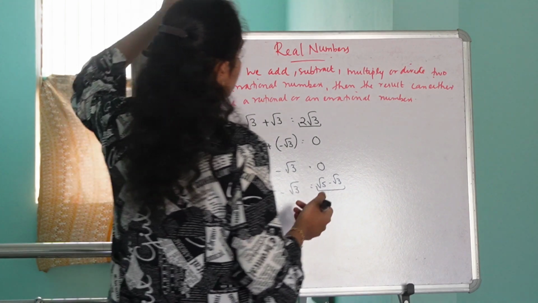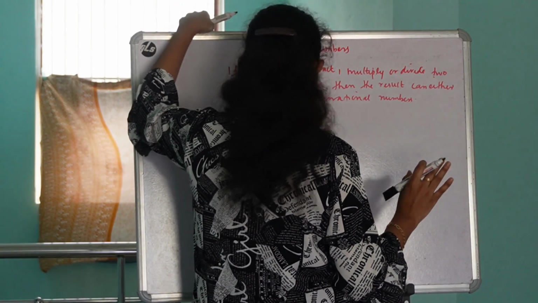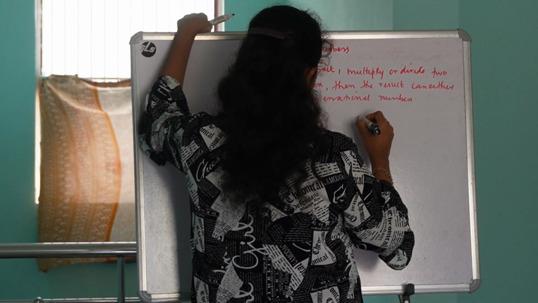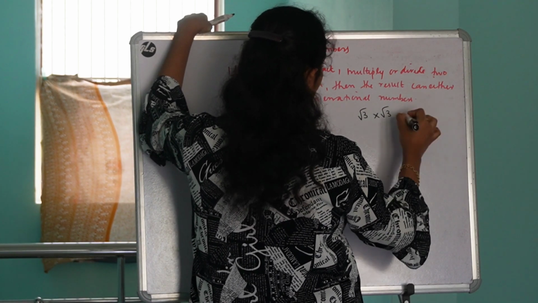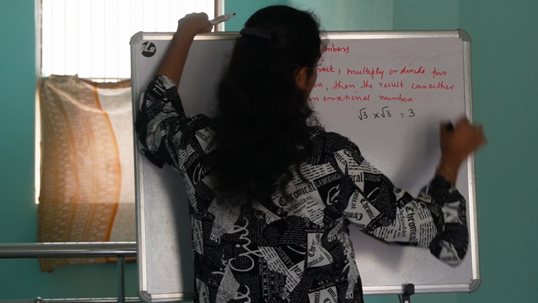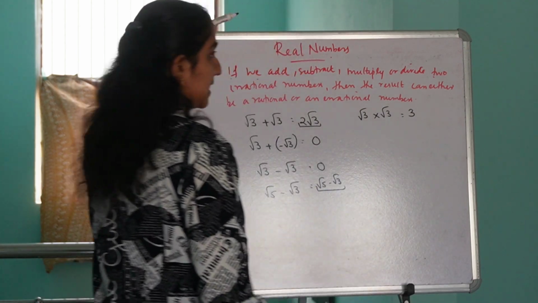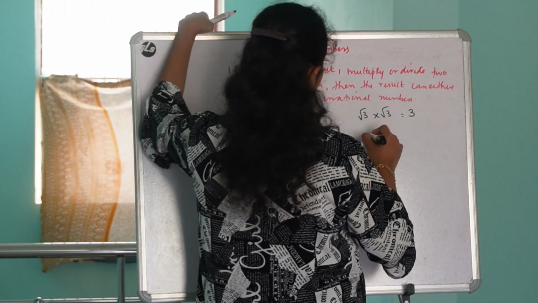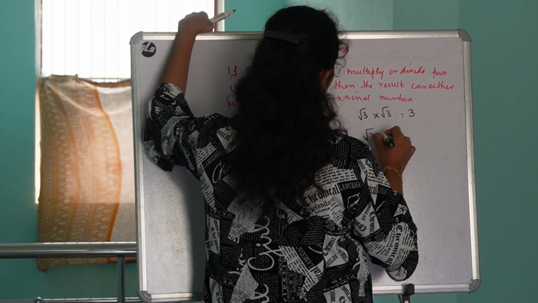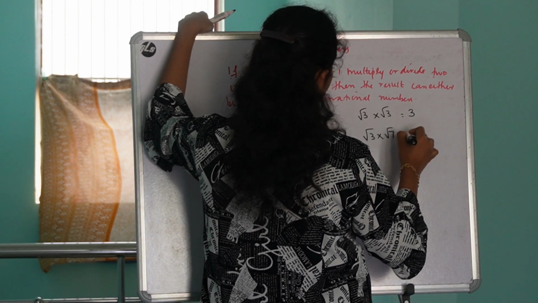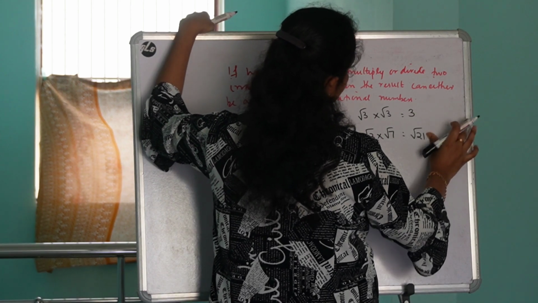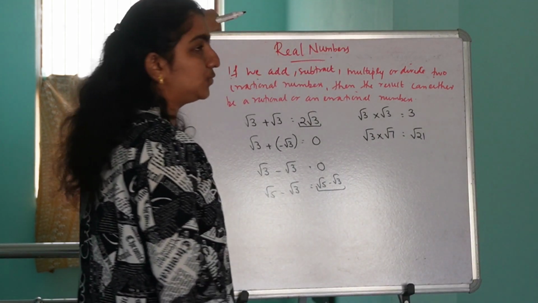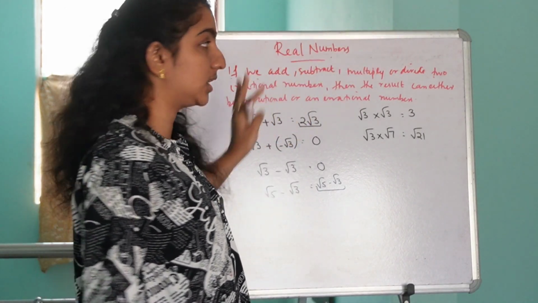Okay. Now let's see some examples for multiplication and division. Suppose we are multiplying two irrational numbers, root 3 and root 3. The result obtained is equal to 3, where 3 is a rational number. Again, suppose we are multiplying root 3 into root 7, the result obtained is root 21. The result obtained is root 21, and we know root 21 is an irrational number.